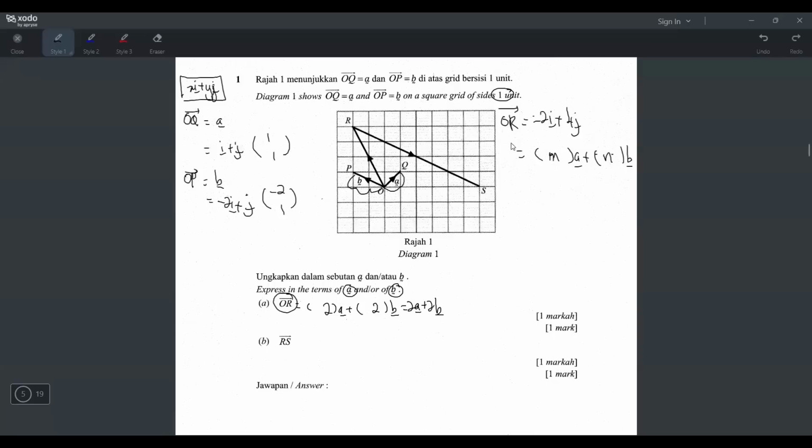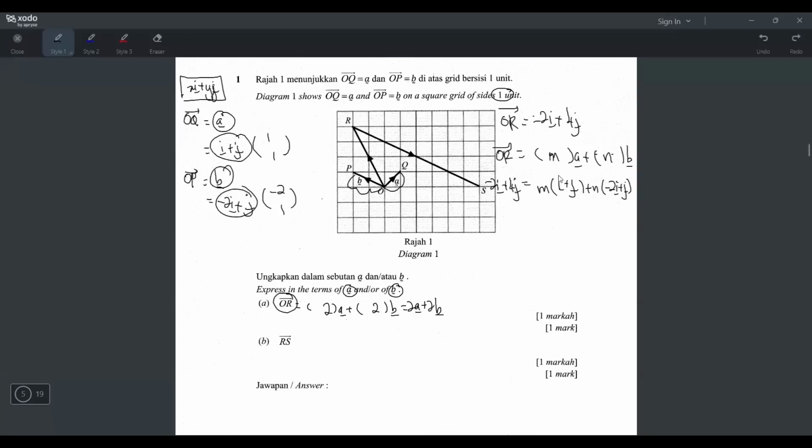And then, so this is OR, and then I will substitute the vector A here, because I already know vector A is I plus J, vector B is this one, right? So I just substitute inside here, right? And when I substitute inside here, it will look like this: M bracket plus N bracket, like this. And then the vector A in ij form is this I plus j. And then vector B in ij form is negative 2I plus j, right? And on this side, you write the answer, which is vector OR in ij form, which is negative 2I plus 4j.